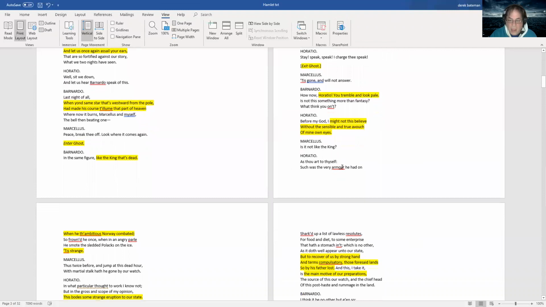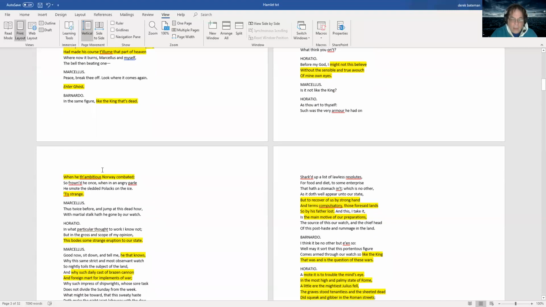And Horatio goes on and says, exactly such was the very armor that the king had on in the ambitious Norway combated, when he was fighting Norway. Remember Denmark, Norway. Okay, Norway is the enemy here. This is alerting us to the fact that there was a confrontation between the king of Denmark and the king of Norway. And again, saying how he looked the same as he looked when he was fighting the Poles, who were on the ice. We can come back to this image here. It's one of the more written about, the sledded poleaxe on the ice.